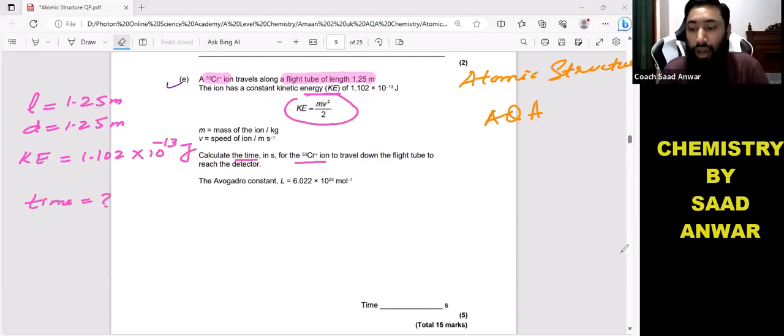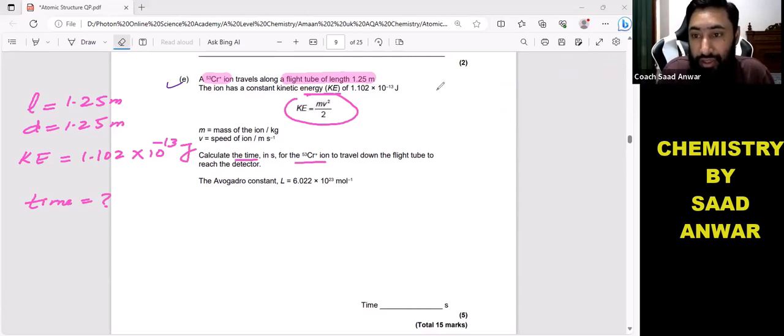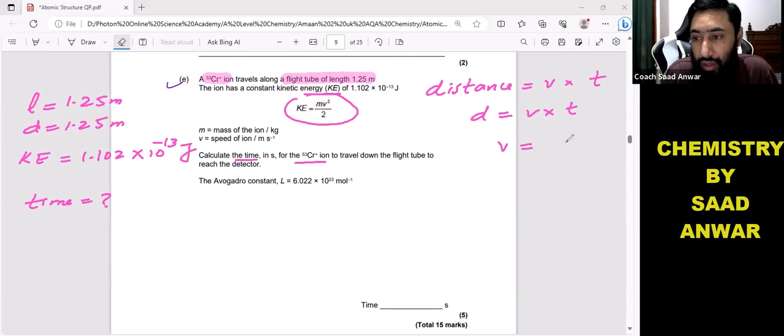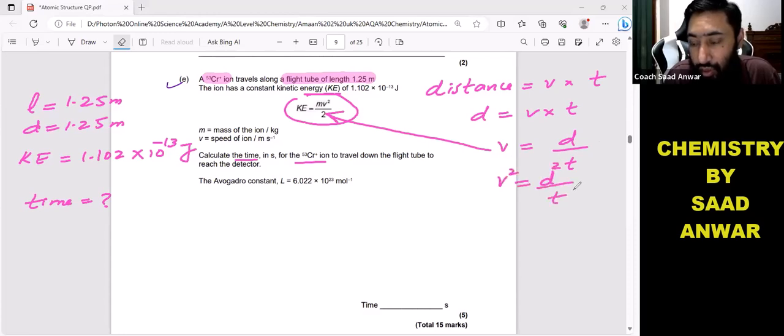So let's see how we can find time. You know one formula which you have learned in school physics: distance is equal to velocity into time. So distance d is equal to v into t. If I separate v, that would be v is equal to d upon t. Now I can put that v in the kinetic energy equation. First of all, let me take it square: v square is equal to d square over t square.